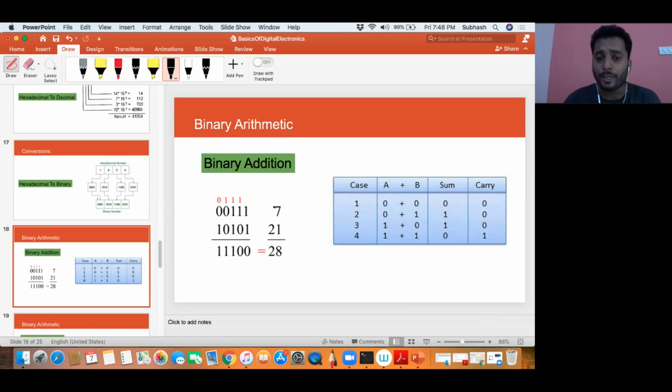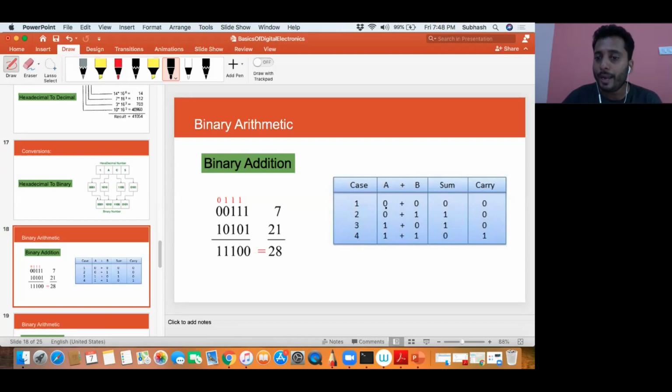So though we can do 7 plus 21 using our brain, which says it is 28, the computer doesn't understand what is 7 or what is 8 and all that. So that is the reason we have to represent all these digits using binary. As you can see, I have represented 7 using binary, which is nothing but 111. This is in binary format, and then 21 is in binary format. So these two have to be added. And how do we add this? We can add this using this table. So this is called binary addition.